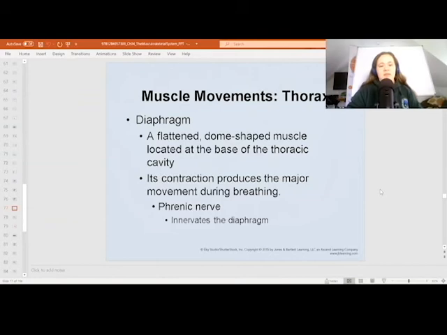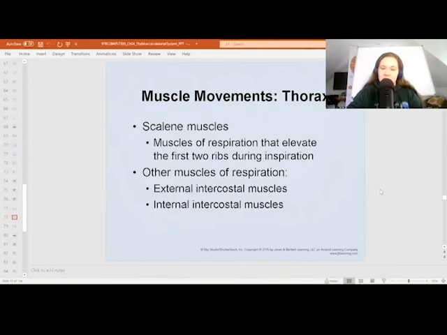The diaphragm is a flattened dome-shaped muscle located at the base of the thoracic cavity. Its contraction produces the major movement during breathing. The phrenic nerve innervates the diaphragm. Scalene muscles. We all know scalene from geometry. These are muscles of respiration that elevate the first 2 ribs during inspiration.